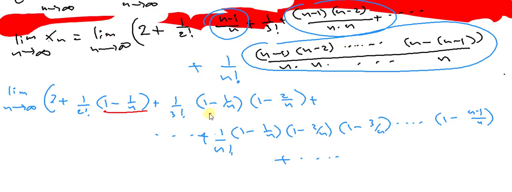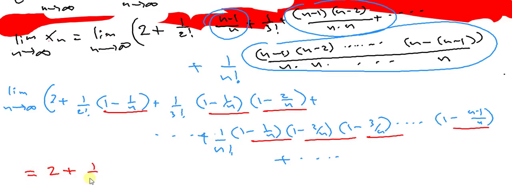So taking the limit, all these terms approach 1, and the contribution from the n terms becomes negligible. So after n approaches infinity, it becomes 2 plus 1 by 2 factorial times 1, plus 1 by 3 factorial times 1, plus etc., 1 by n factorial times a number nearly 1, or a very small quantity.